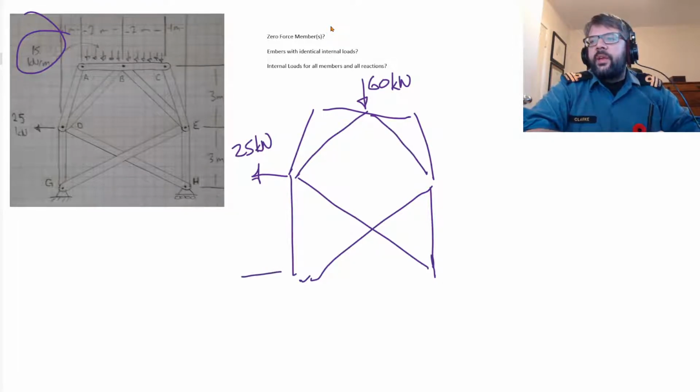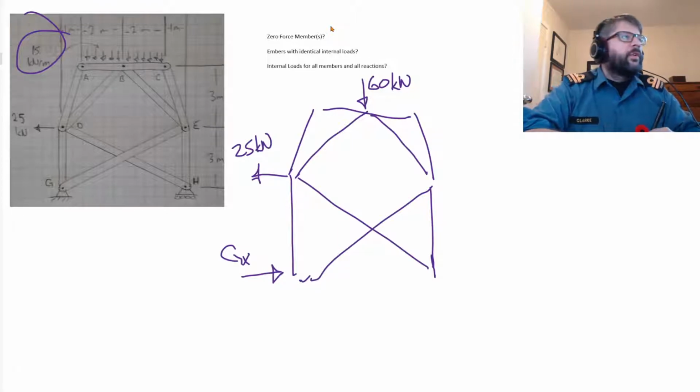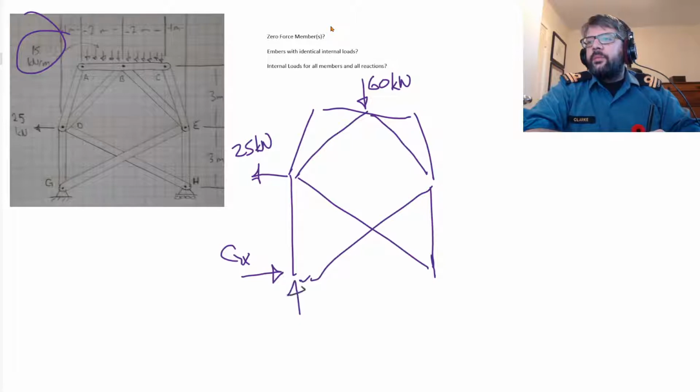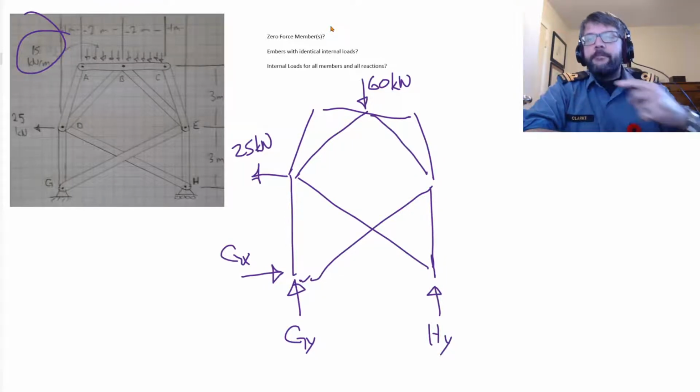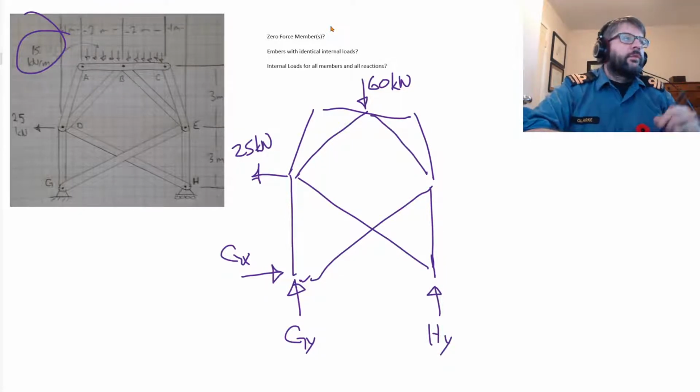We've got an X component support at G. We've got a Y component support at G, and we're going to have an H reaction that's only in the Y direction. It's only in the Y direction because those are rollers.